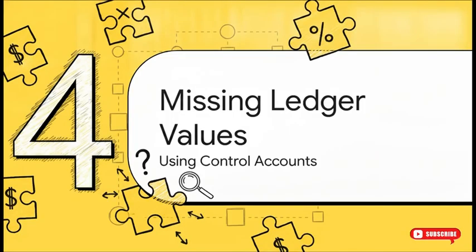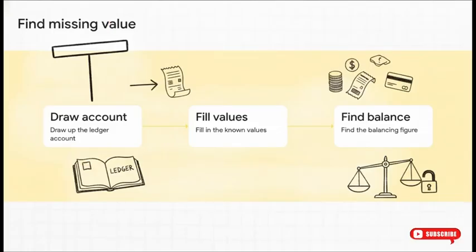Next up is Section 4, solving missing ledger values. Sometimes our investigation isn't about looking at the whole business. Sometimes it's just about finding one specific, frustrating missing puzzle piece, like total credit sales or trade receivables. And this requires our next tool. We can easily find a single missing value using control accounts by following a super strict 3-step recipe. Step 1, draw up the T account ledger.